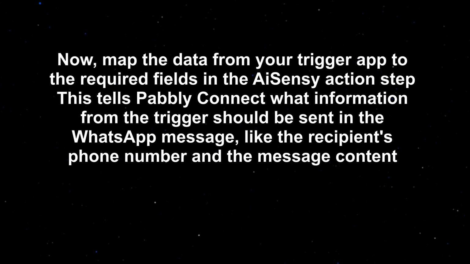Now, map the data from your trigger app to the required fields in the Aisensy action step. This tells Pabbly Connect what information from the trigger should be sent in the WhatsApp message, like the recipient's phone number and the message content.